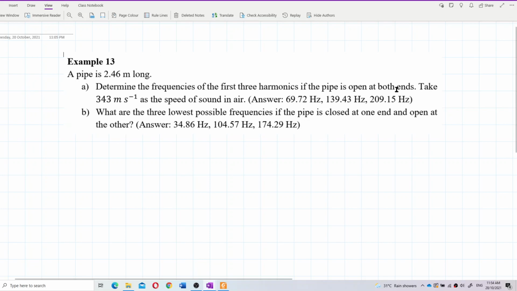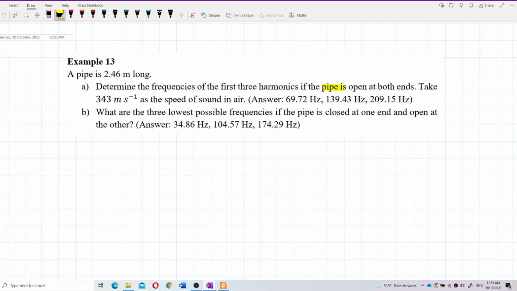Okay, so first of all, let us identify what kind of components we are using. As we can see here, the first one is a pipe open at both ends. So it is an open pipe, and it is open at both ends. That means both ends will have an antinode, an antinode with an antinode.